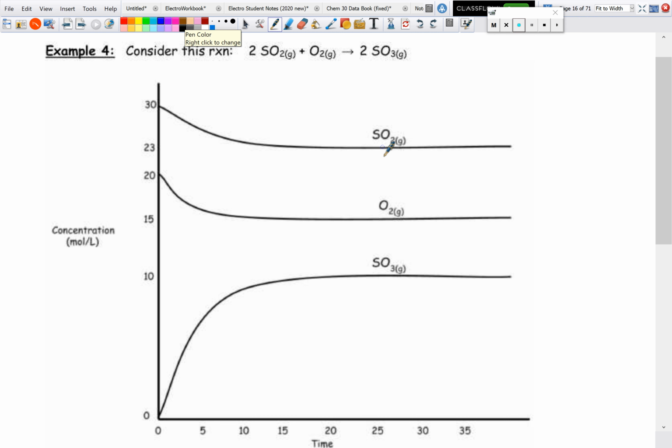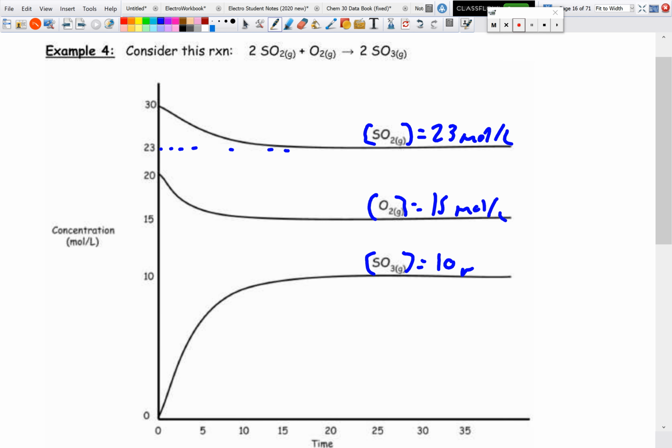So we can tell that the numbers here, obviously it's starting at 30 moles per liter, and now this one's down to this 23. And the oxygen right here, that 15 is for oxygen, so the concentration of oxygen at equilibrium, and our SO3. Right, so if you extrapolate over to concentration, that's why that one's there. Same thing, extrapolate over.